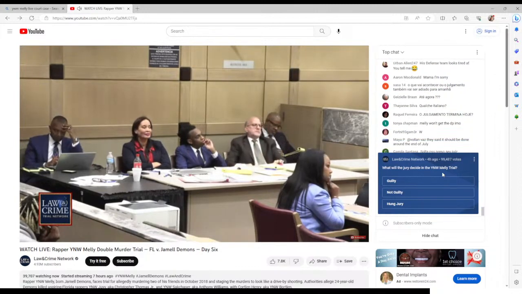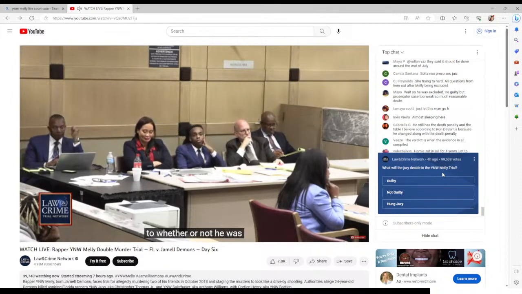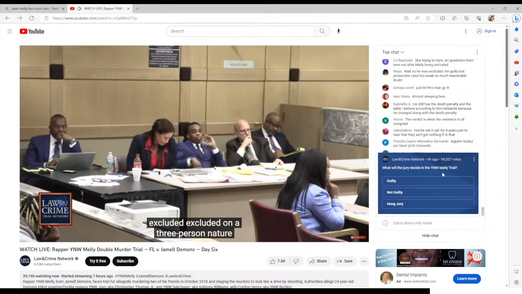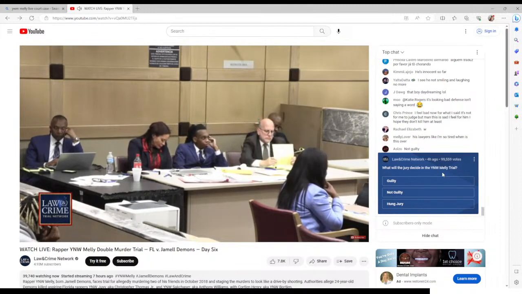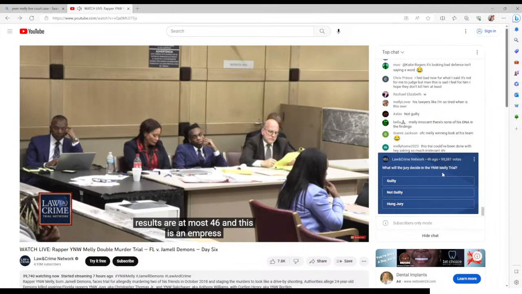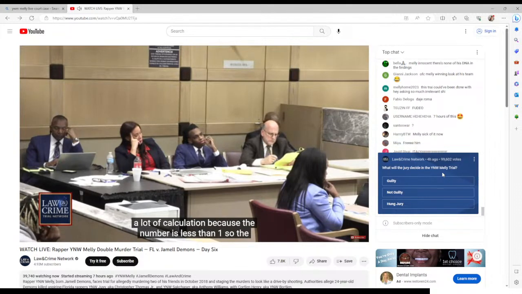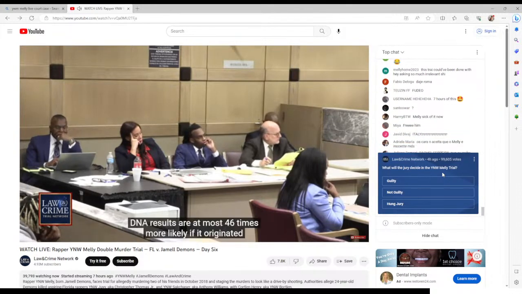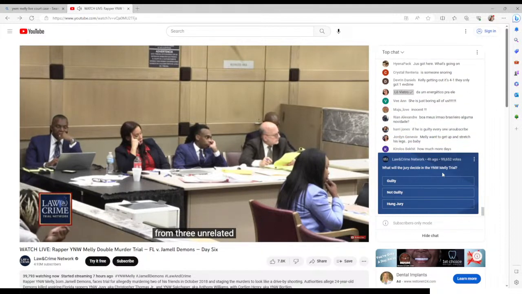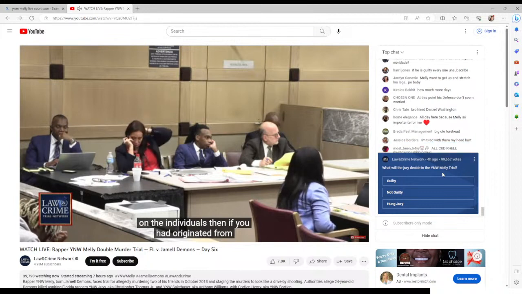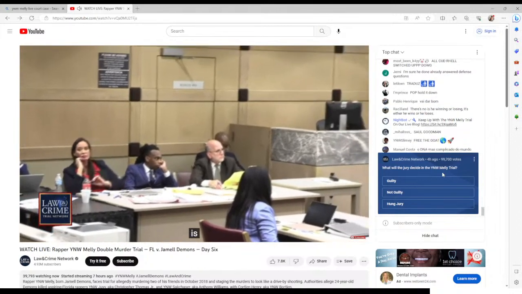In terms of Cortland Henry, were you able to do the statistical calculations as to whether or not he was excluded on a 3-person mixture on item number 43, swab of rear driver's side door handle interior? Yes, the results are at most 46, and this is an inverse LR calculation because the number was less than 1. So the DNA results are at most 46 times more likely if it originated from 3 unrelated unknown individuals than if it originated from Cortland Henry and 2 unrelated unknown individuals. So is your conclusion that Mr. Henry is excluded from that sample?